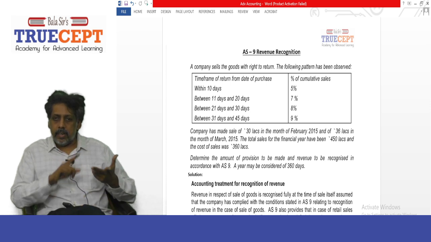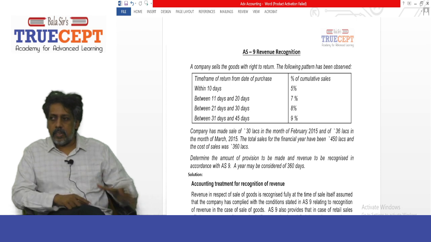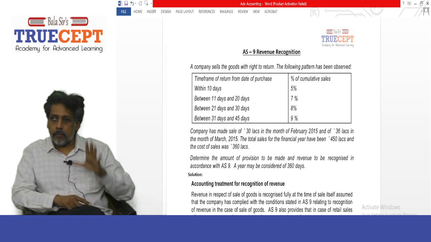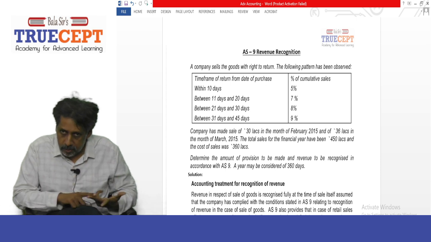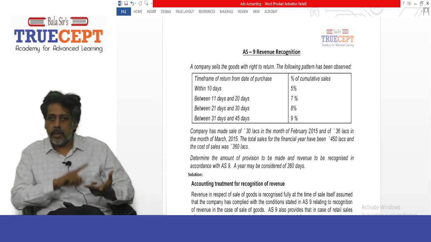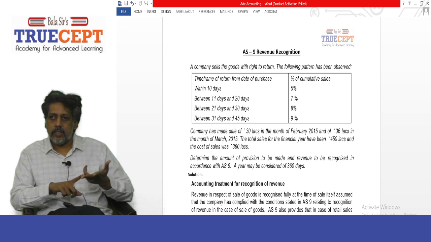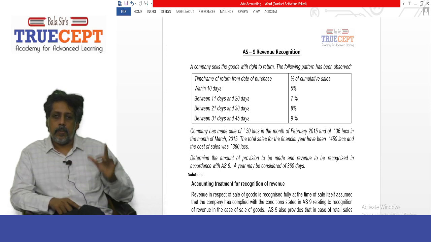So within 10 days from the date of purchase, 5% of the goods will be returned based on your past experience. You know that 5% of the goods are returned by the customer within 10 days. Then what about 11 to 20? 7%. And 21 to 30 days? 8%. And 31 to 45 days? 9%. Next.